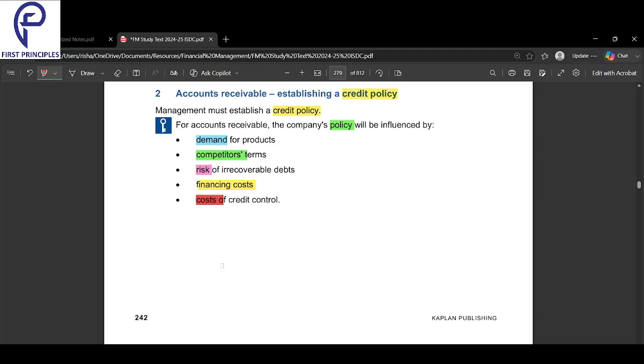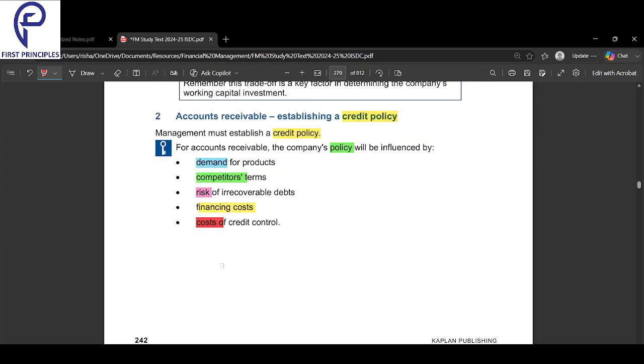Next, cost of credit control. That is, you see how much it will take you to control the credit. Like you'll need a team, a sales team, an admin team, you'll need a full team. So you have to see the cost of credit control. You have to look into how much it will cost you, the cost of credit control. You have to look into all these factors.